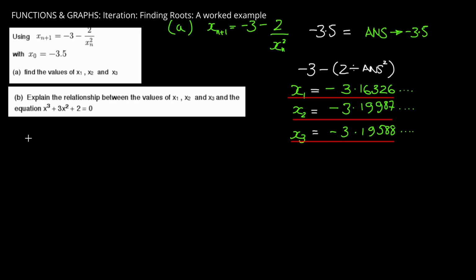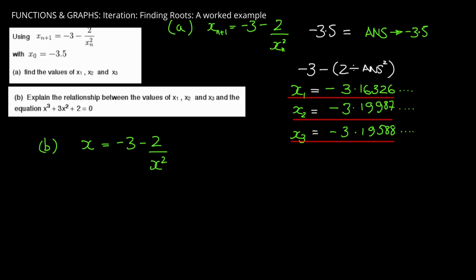Let's have a look at part B. Explain the relationship between these values and the equation x cubed plus 3x squared plus 2 equals 0. So what we've got to do is transform the iterative formula back into an equation that would include just x. So instead of xn plus 1 and xn, we've just got to write x. And if we multiply through by x squared, we'll get rid of the denominator in this term. So we multiply everything by x squared.